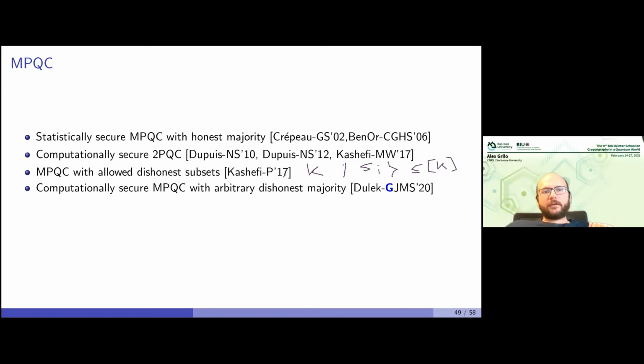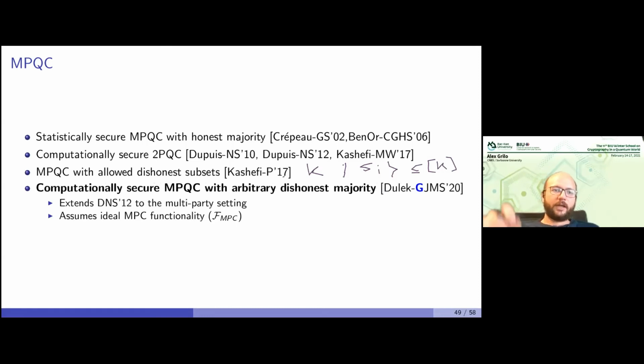And finally, the last case is having a multi-party quantum computation protocol which is computationally secure, but now with an arbitrary dishonest majority. This is closer to the classical protocols that I was mentioning, where we could have up to k-1 dishonest parties, and still we can prove that the protocol is secure. And I'll focus on this last line of protocols.